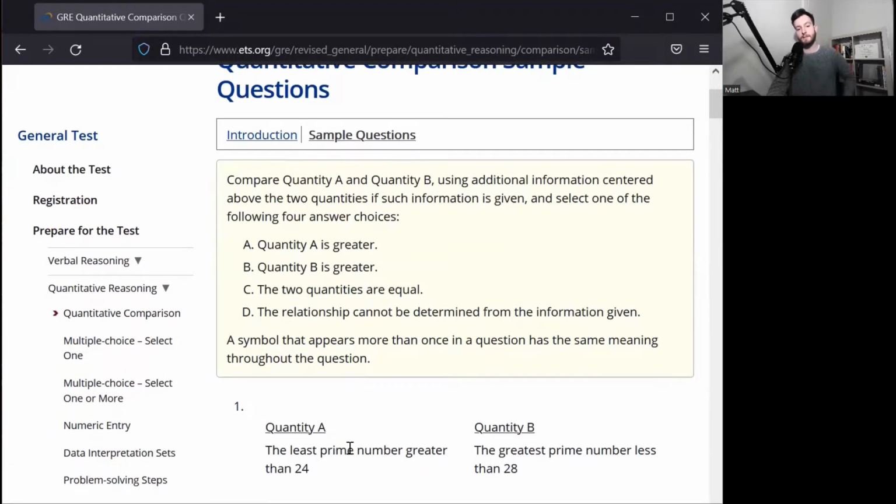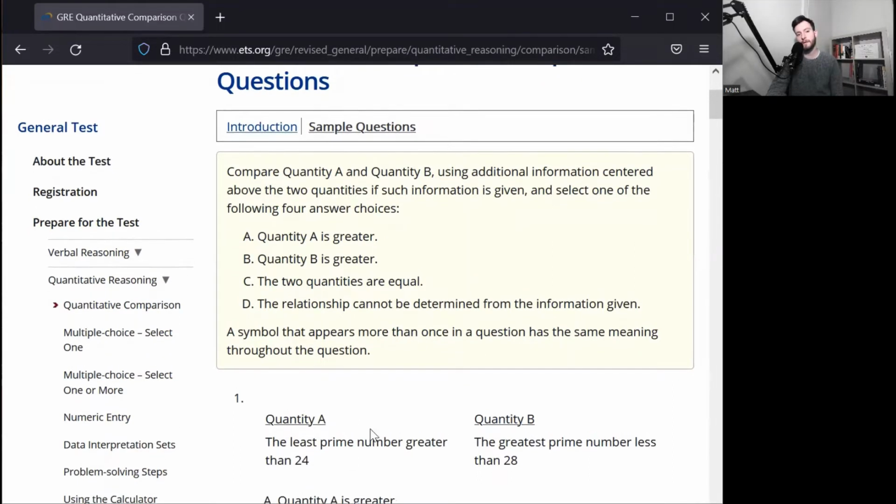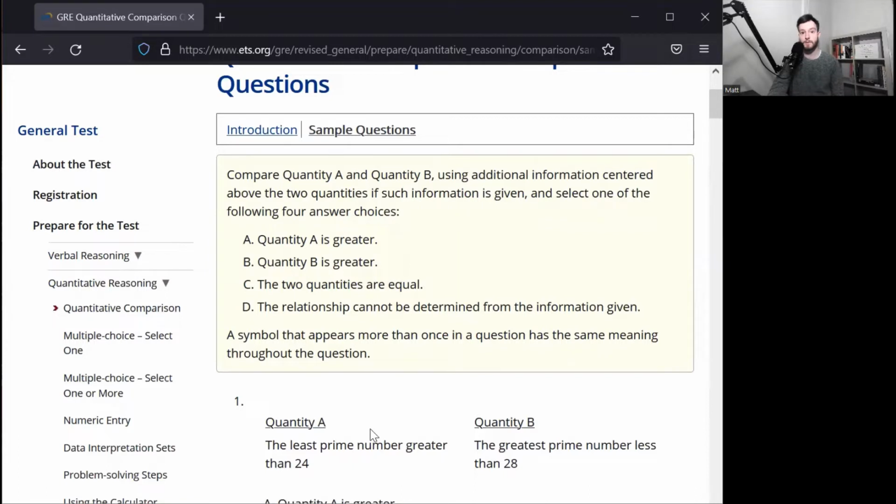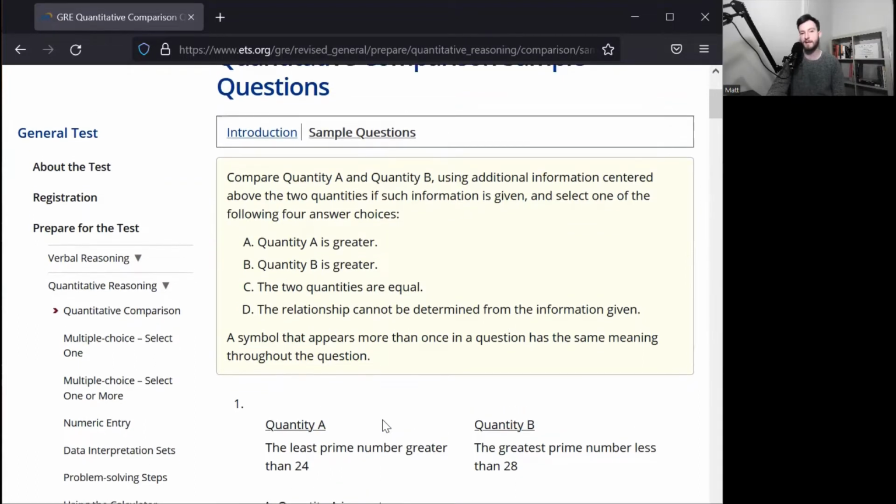Quantity A is the least prime number greater than 24, and quantity B is the greatest prime number less than 29. So in the GRE, it's important to obviously know prime numbers. Prime numbers are any numbers that cannot be divided by any other number except itself or 1. So, for example, 2, 3, 5, these are all prime numbers. The bigger they are, the harder they are to find, but it's probably useful to memorize all the prime numbers before 50.